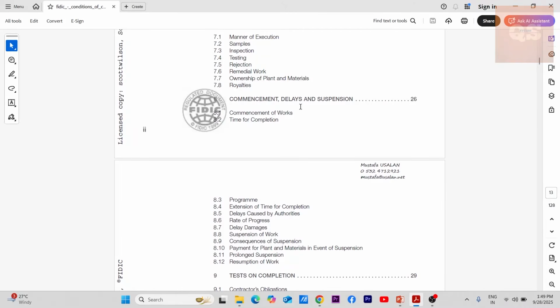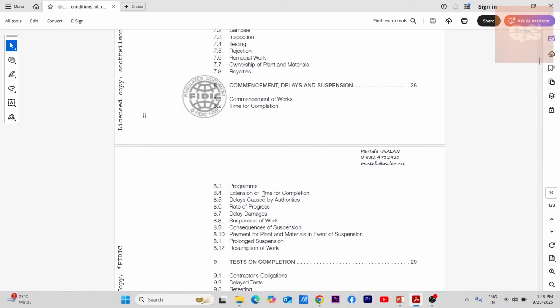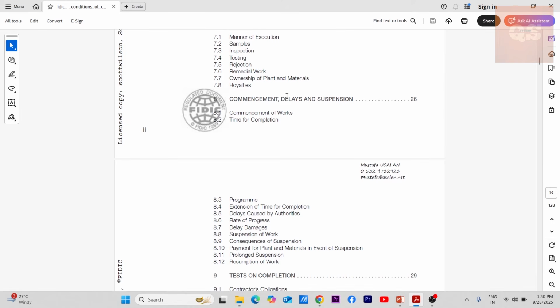So clause 8, commencement, delays and suspension, has the subclauses: commencement of work, time for completion, program, extension of time for completion, delays caused by authorities, rate of progress, delay damages, suspension of work, consequences of suspension, payment for plant and materials in event of suspension, prolonged suspension, resumption of work. All these subclauses are under this clause 8. You can again go through it.